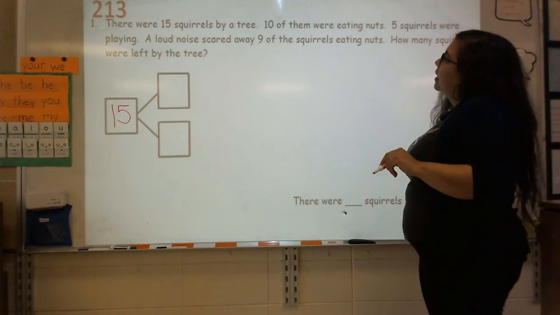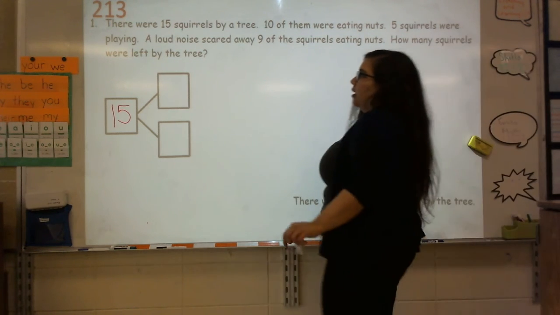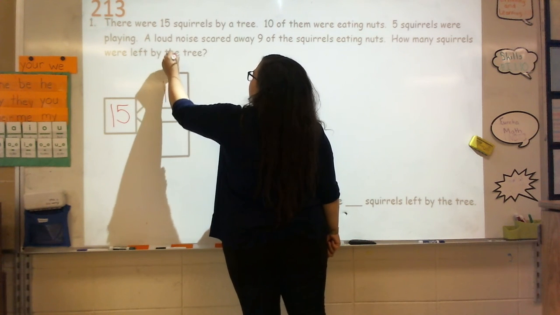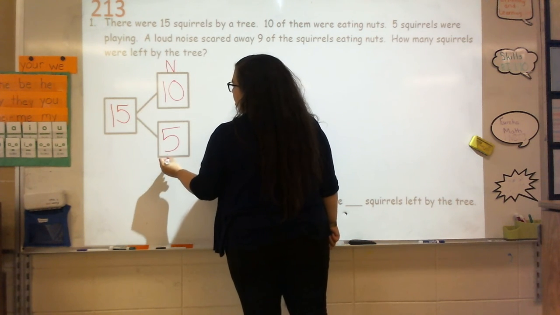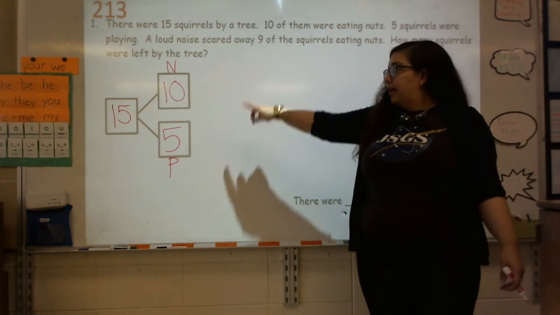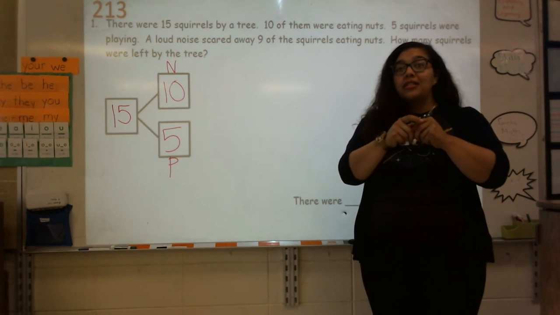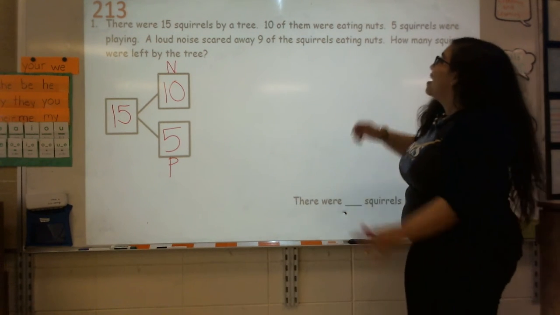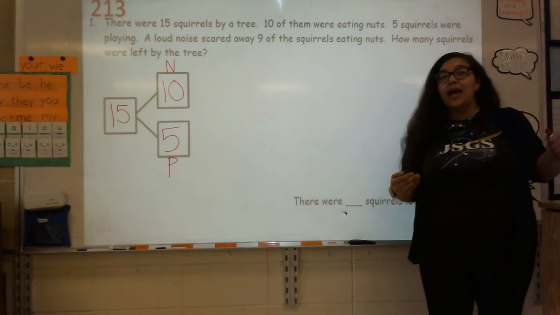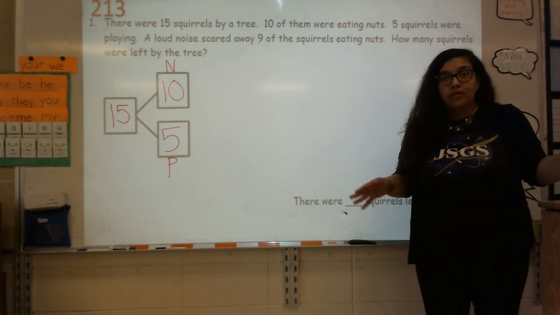10 of them were eating nuts, and 5 were playing. Okay, let's fill in our number bond to show the 10 were eating nuts and 5 are playing. Notice I labeled my parts, nuts, playing. Let's draw a picture because that will help us to subtract, because we know that 9 of them run away when they get scared. If they have run away, are they still at the tree? No, they don't. That's the subtraction.